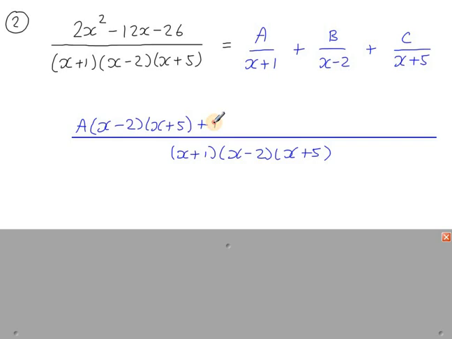and then B. The denominator here is x minus 2, so the other two are x plus 1, x plus 5, we multiply by the other two. And in the third fraction here we've got C, x plus 5 in the denominator, so we multiply by x plus 1, x minus 2.